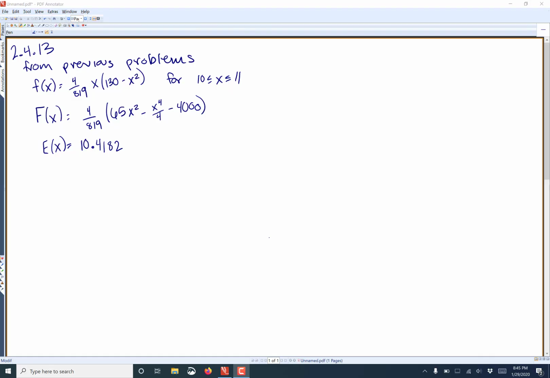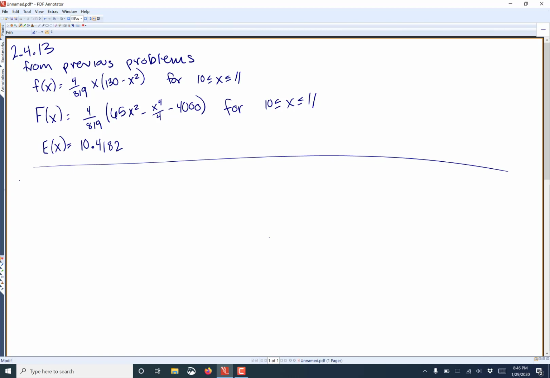This is 2.4.13. Now, from previous problems, this is continued over two previous problems. We had a PDF. We found the CDF. Now, notice your PDF and CDFs will always have some range for your X values, and it should stay the same between your PDF and CDF. And we found the expected value. So those are all things from previous problems.